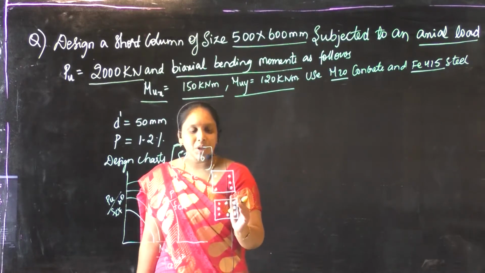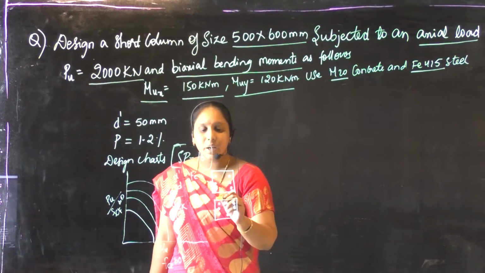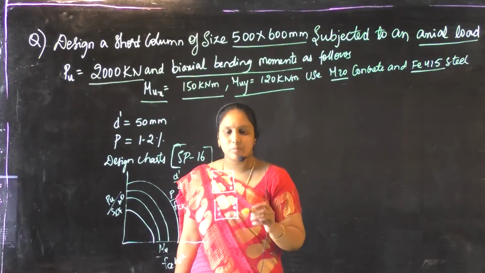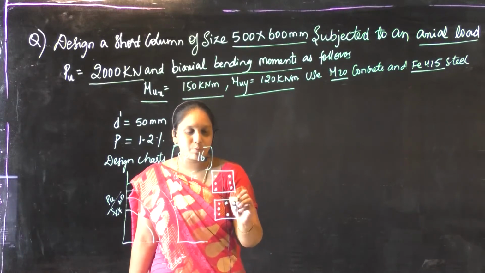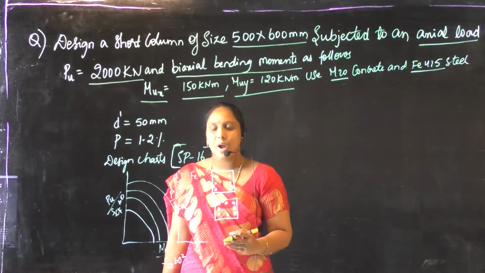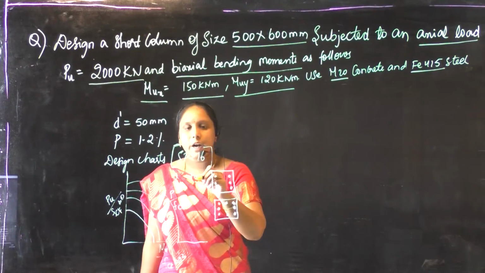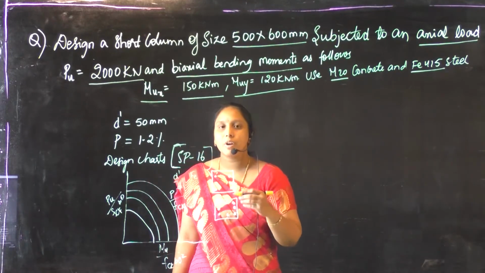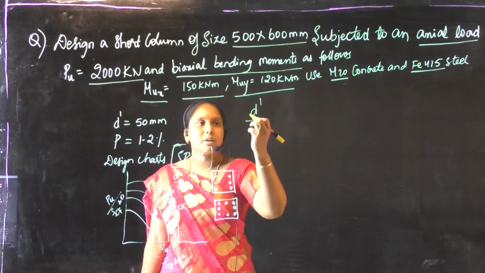So we have to take that particular chart, and the column we are designing here is a rectangular column because the size of the column is given as 500 mm by 600 mm. So you have to choose the chart corresponding to a rectangular column with reinforcement provided on the 4 sides. Now what are the other parameters we have to know? The grade of steel is already mentioned in the question, which is Fe 415. First we have to find out the d dash by D value.